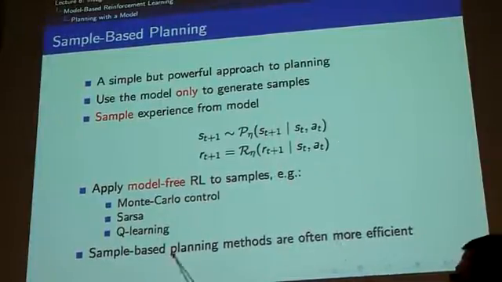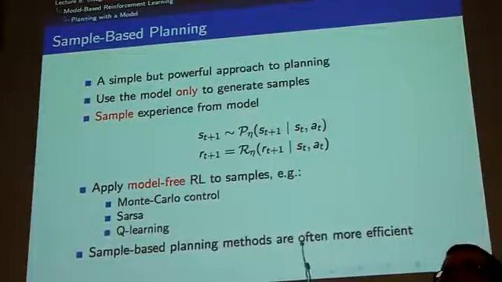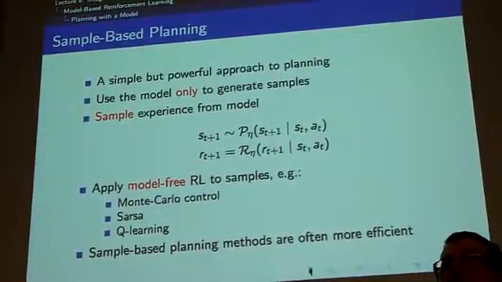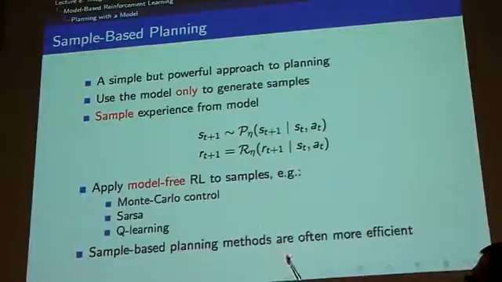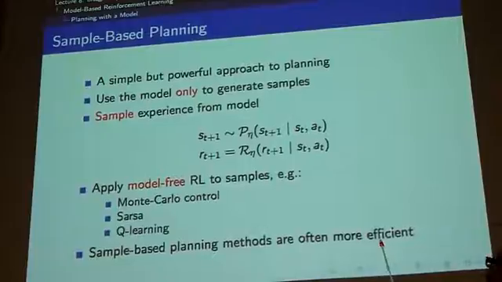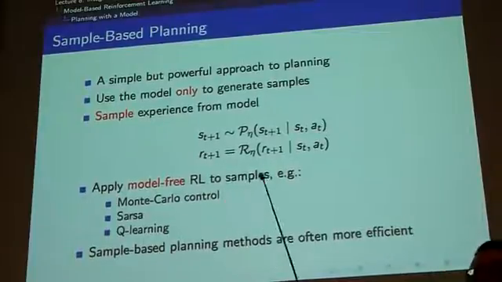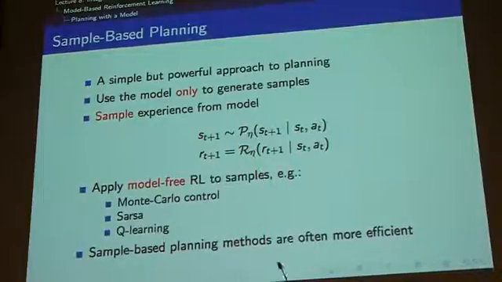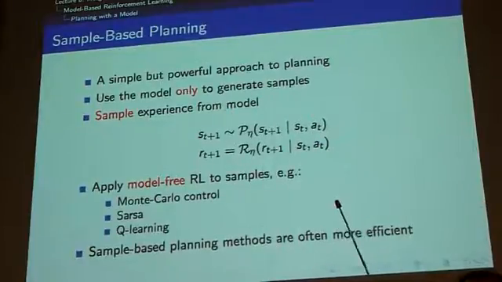Can anyone think why sample-based planning methods might be more efficient? By efficient here, we're talking about computation. When we talk about planning, it's not really about data efficiency anymore, because it's cheap to generate more samples from our model. We're talking about computation efficiency. So we need to get more from less, basically. We just want to find the planning methods that get to the right answer with as little computation as possible. So can anyone think why sample-based planning methods might be more efficient than full-width methods based on dynamic programming?